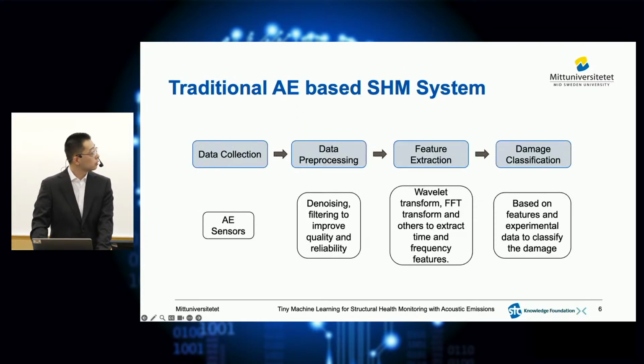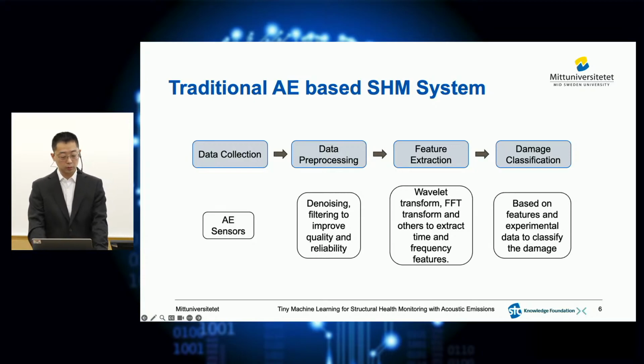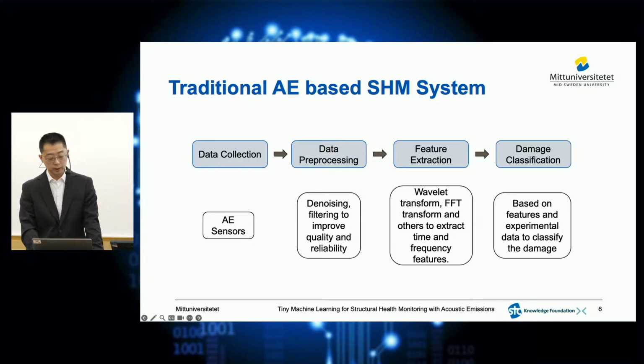So how does traditional AE-based structural health monitoring work? Normally it has 4 parts: the data collection part, the data pre-processing part, feature extraction, and classification. In the feature extraction part, normally we use a mathematical way, like wavelet transform or fast Fourier transform, to extract the time and frequency features. And based on the features, the experienced engineer could do classification to give the result.